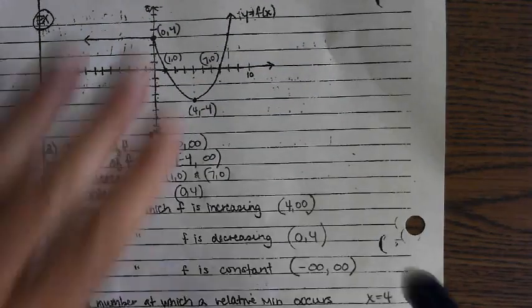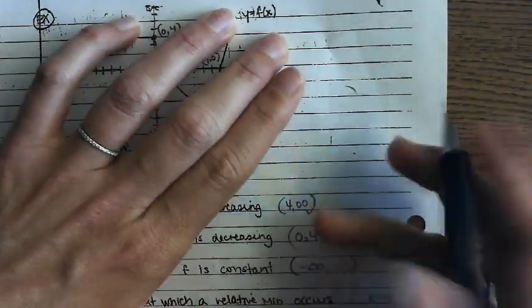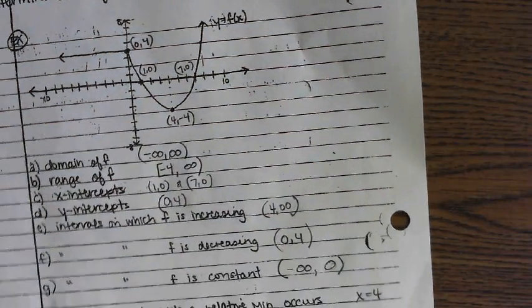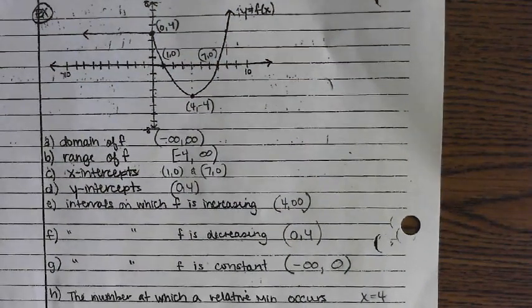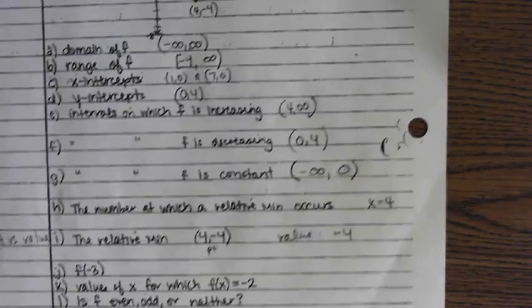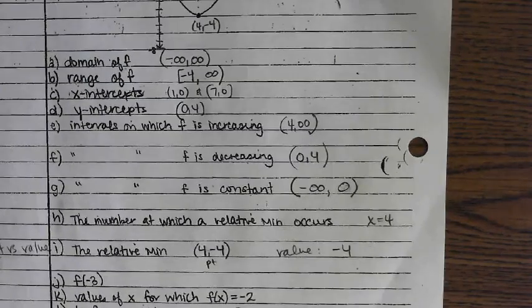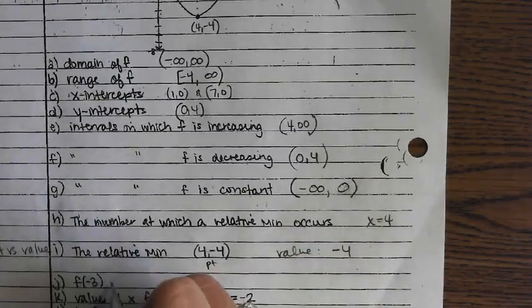Negative infinity. Oh no, negative infinity to 0. All right. We are good. F of negative 3. Andrew. 4. Very good.